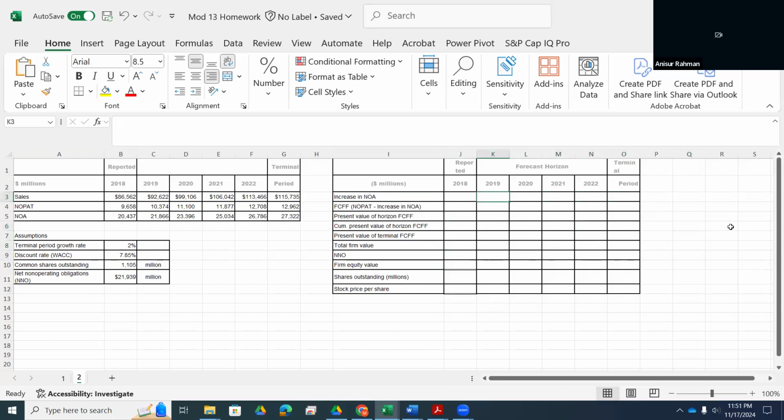So in 2019, enter equal sign. So increase in net operating asset. So this is our net operating asset minus 2018. So 2019 minus 2018 net operating assets. And then I'll hit enter, or push the enter key on the keyboard.